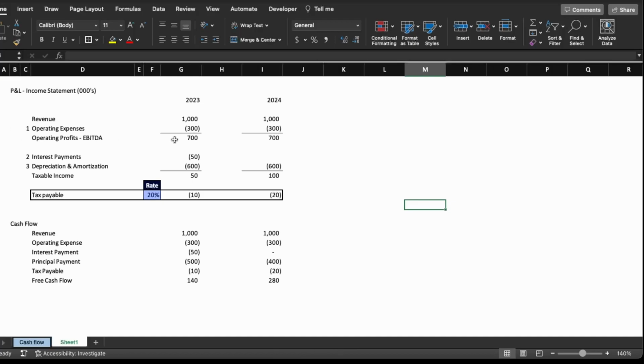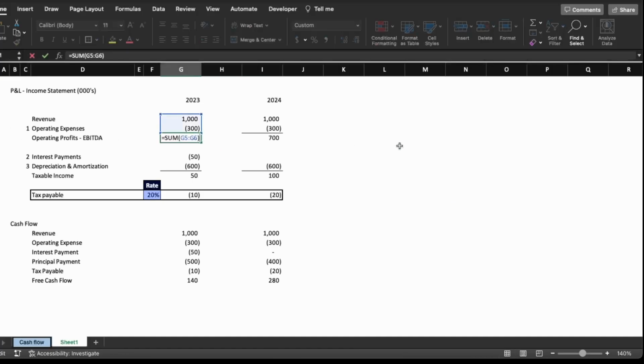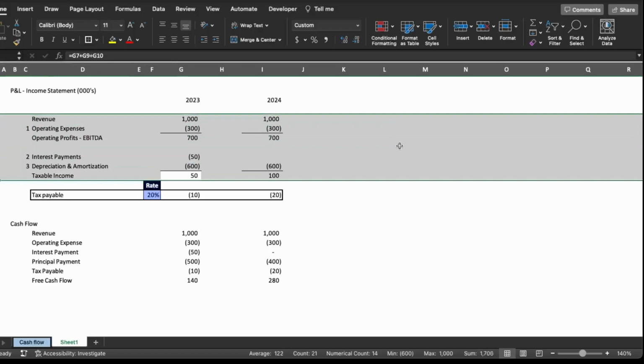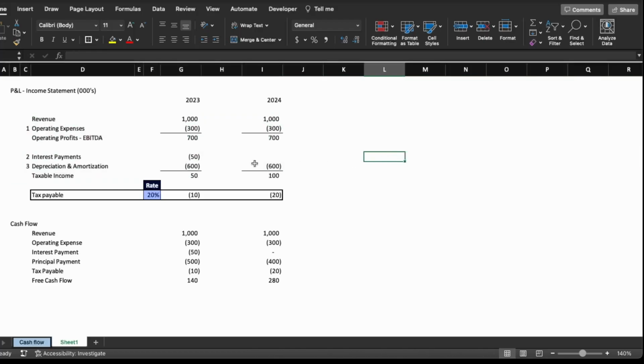So first I'm going to just calculate the operating profit, or the EBITDA, which is the earnings before interest, tax, depreciation, and amortization. And from here, we're going to reduce the interest payments and depreciation and amortization. As you can see here, the only difference between the 2 years is that in the second year, I do not have any sort of interest payments.